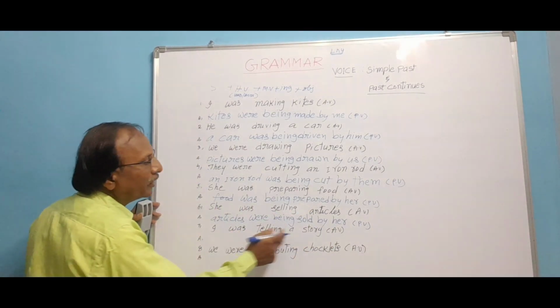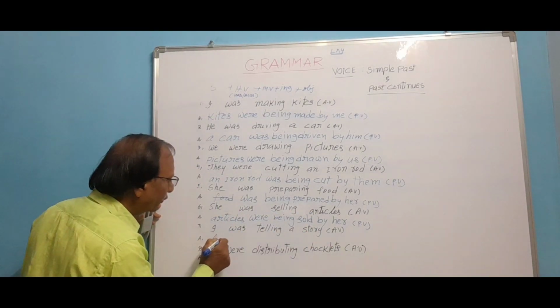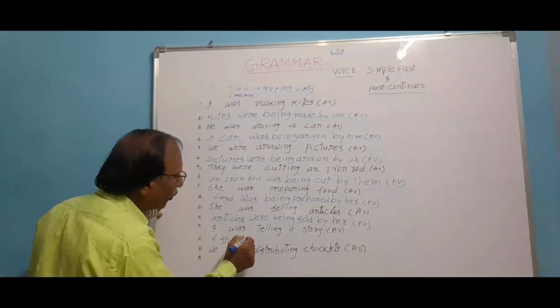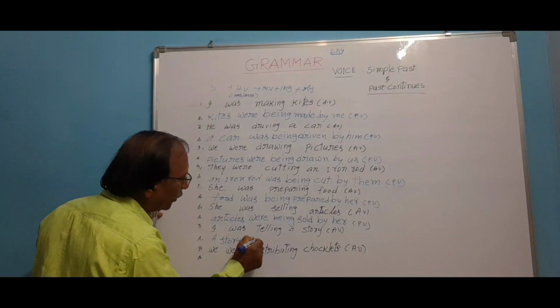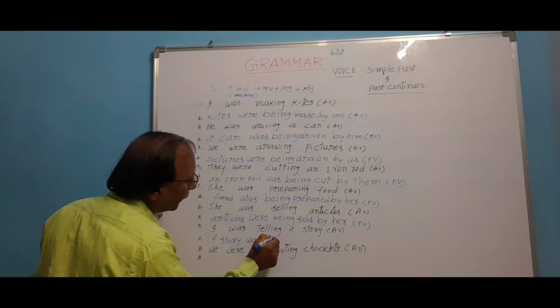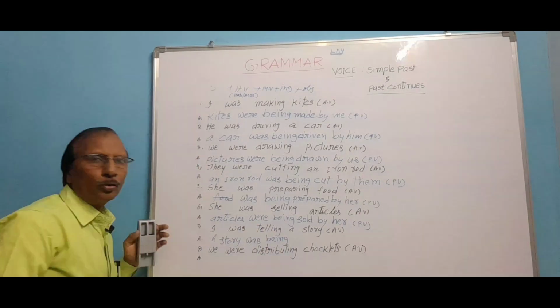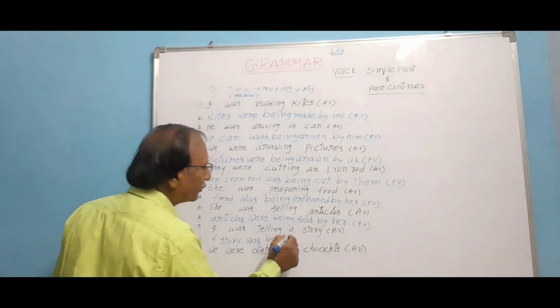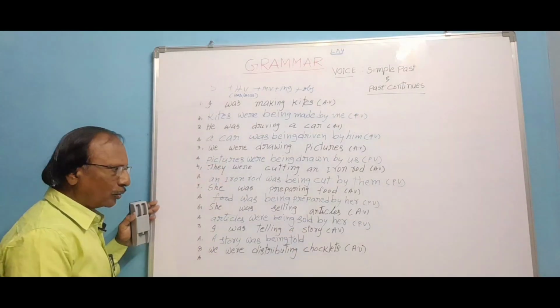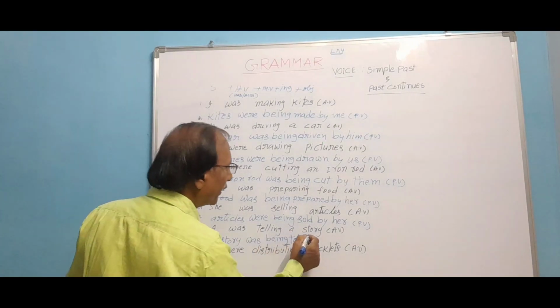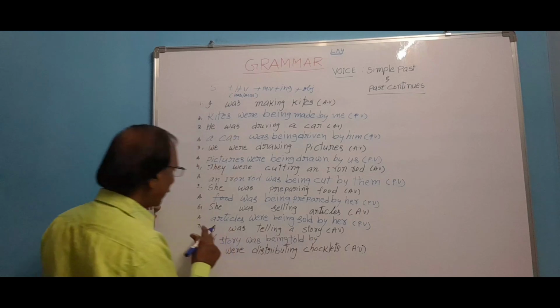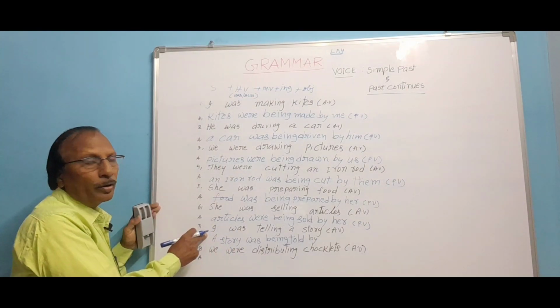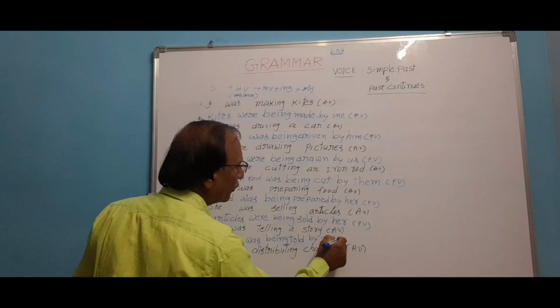Next, I was telling a story. Third person singular. So was, a story was being, tell, told, being told. A story was being told by whom? I changed into me, object, passive voice.